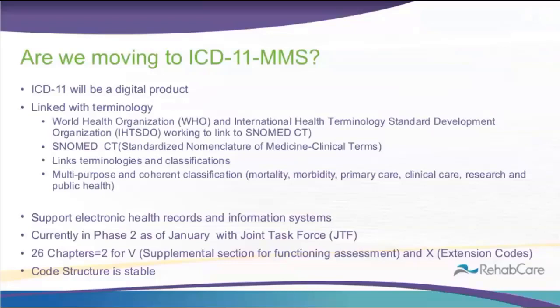It's currently in phase 2 as of January with a joint task force. There's going to be 26 chapters, so we have 21 now. There's going to be a chapter V, which is a supplemental section for functioning assessment, and then there's going to be an X, which is the extension code. And right now the code structure of it is stable, so it's starting to be used a little bit in Europe.